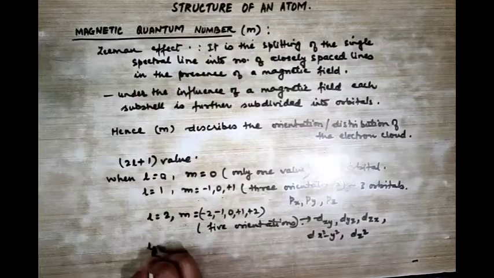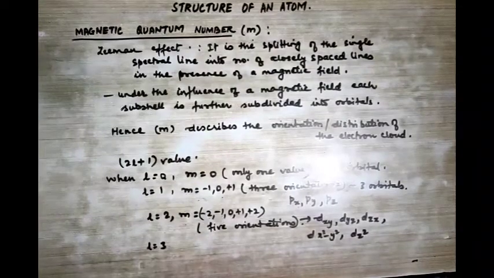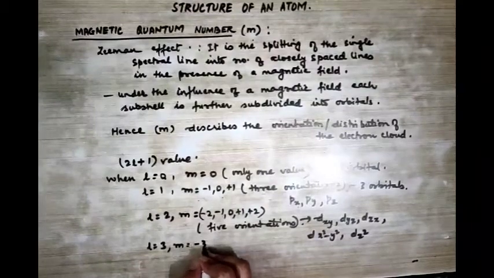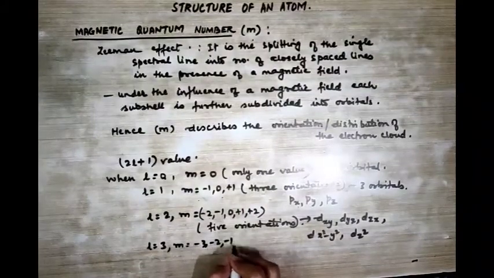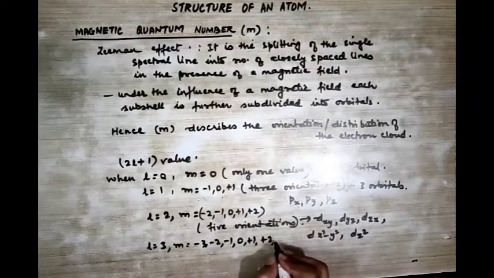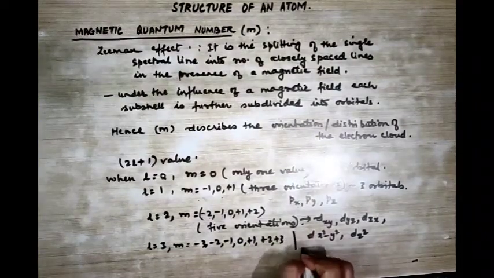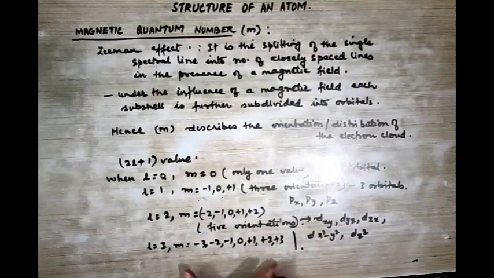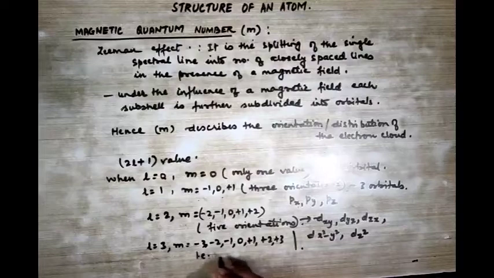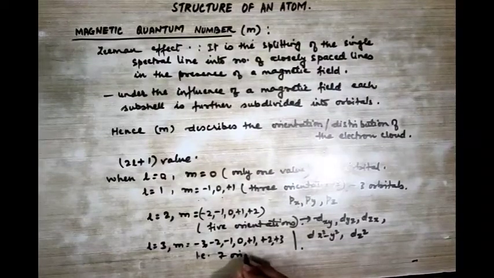Now if l is equal to 3, then m will be equal to what? -3, -2, -1, 0, +1, +2 and +3. Clear? So how many values? 7 values are over here. That is, it will have 7 orientations.